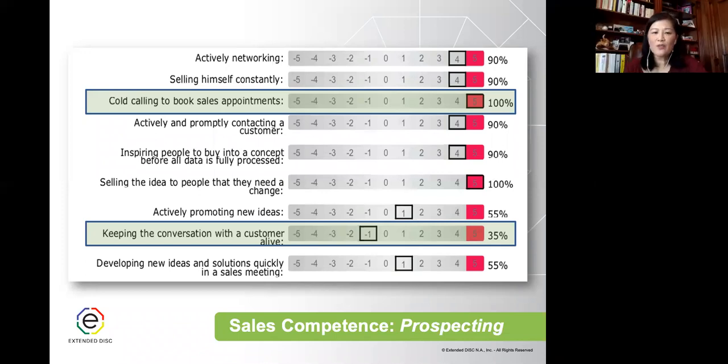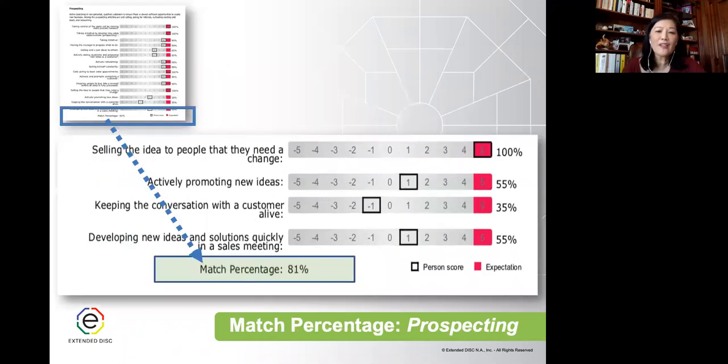What I like about this report is that you can really go into the weeds and pick out specific competences that align with the prospecting competence, in this case. But there's another kind of magic number, I call it, that's built into this report. And that's the overall match percentage for that particular sales competence. In this case, 81% match. What does that mean when we're reading that?